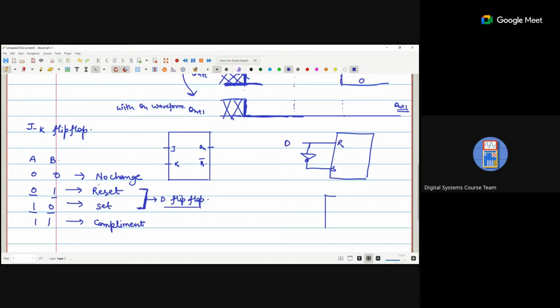Now, if we design the RS flip flop in a way that we short the inputs, it is a T flip flop. Now in the RS flip flop, you know that when 0 0 we have no change, 0 1 reset, 1 0 set, and 1 1 is basically an invalid condition.